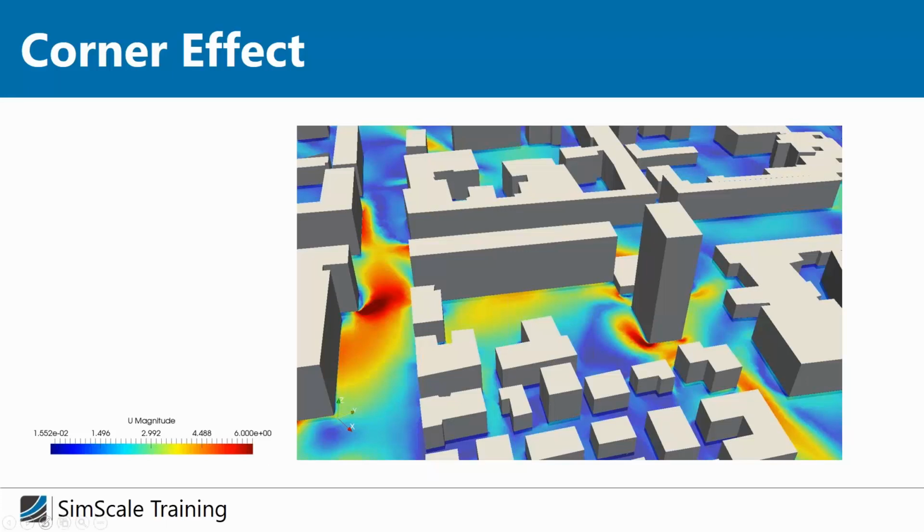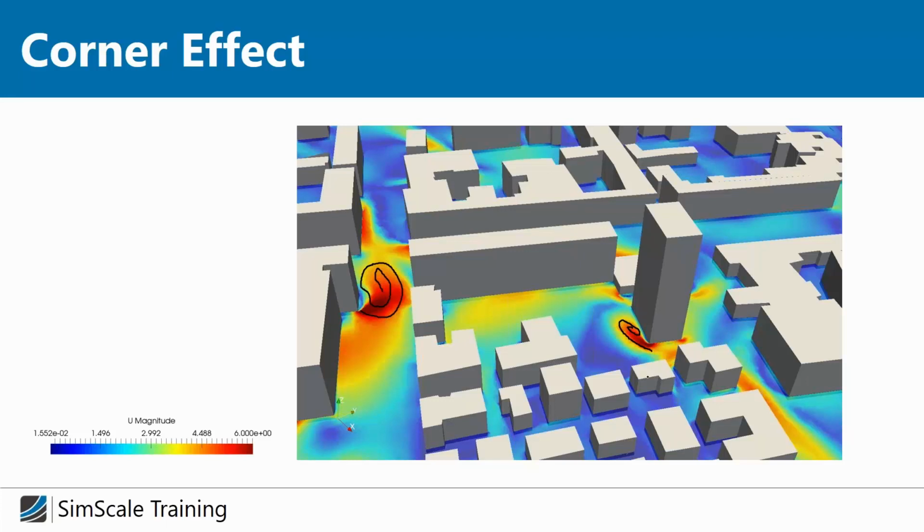And let me try to draw it if it's possible. So you can see that here we have like a vortex. And this is happening because the air can't follow the high pressure gradient. You see here the air is coming, and then it separates from the building on the edge. And then the flow is what we call down or upwash. It's like turning into the geometry.